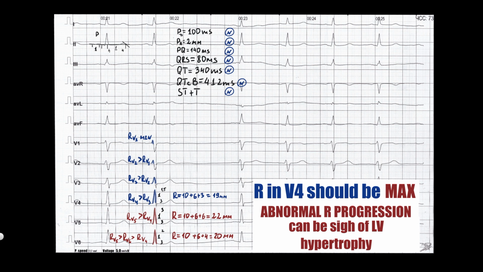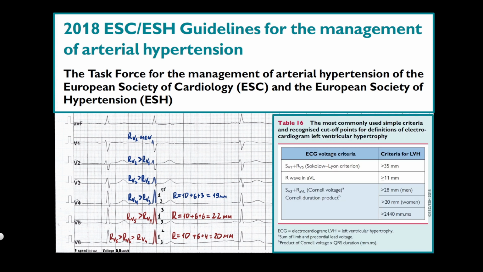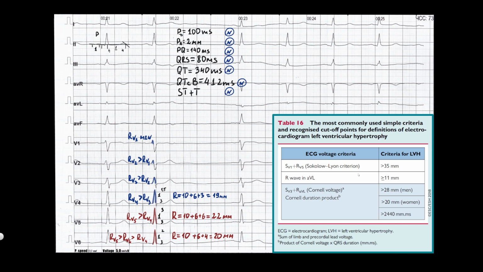For clear confirmation of ECG criteria of left ventricular hypertrophy, let's check the European Society of Cardiology guideline on arterial hypertension. Here we have the most commonly used ECG criteria for left ventricular hypertrophy. Now let's check them one by one. Sokolow-Lyon criterion is the sum of S wave amplitude in V1 and R wave amplitude in V5. If it is more than 35 mm, we have a positive criterion of left ventricular hypertrophy.